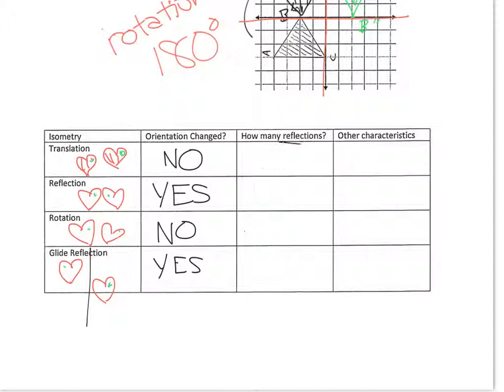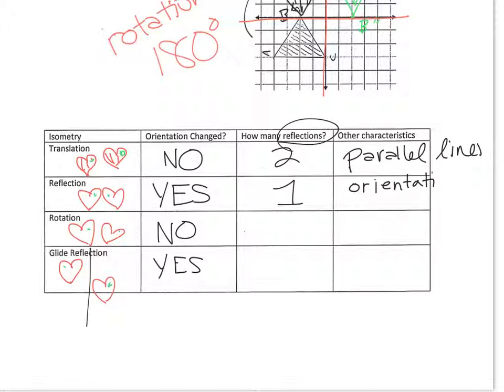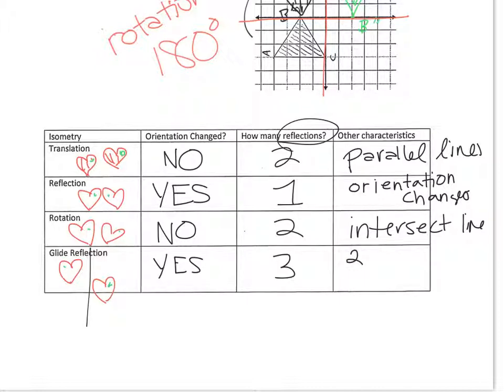So how many reflections does it take to make a translation? Just two, and it's over parallel lines. How many reflections for a reflection? Just one. And this is when the orientation changes. And then a rotation is two, and it's over intersecting lines. And then a glide reflection is actually going to be three, because two are going to come from the translation plus one for the reflection. So a glide is three reflections.